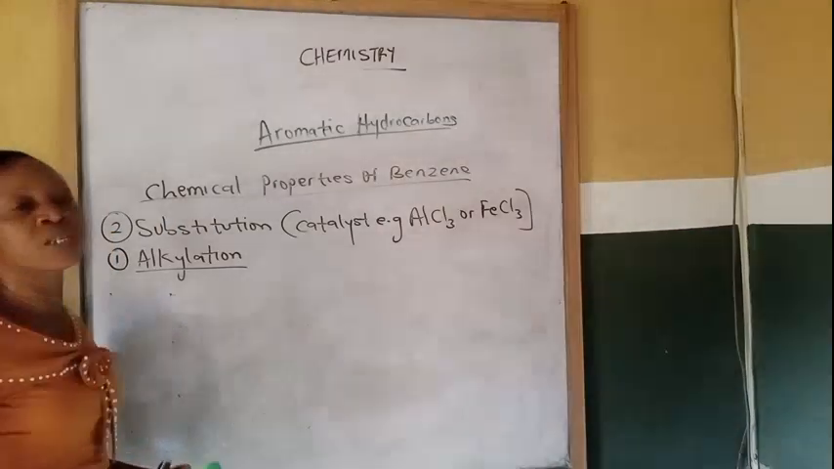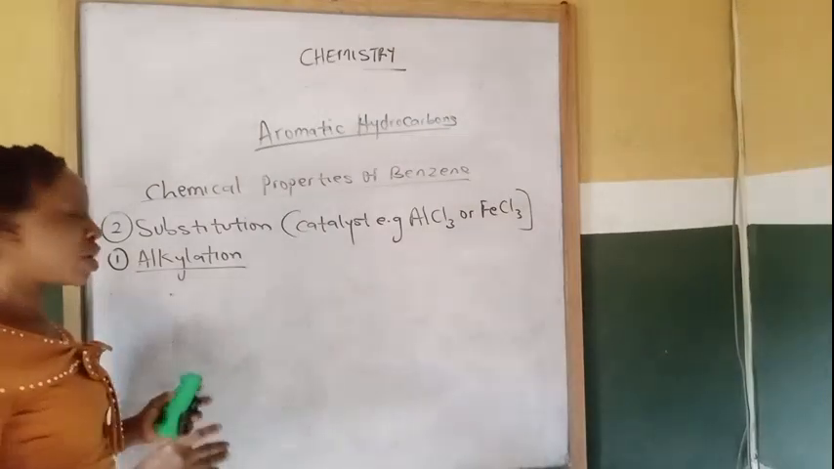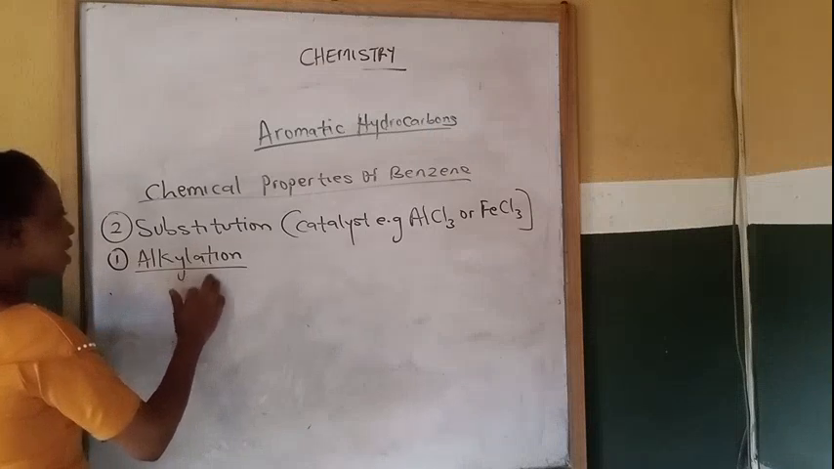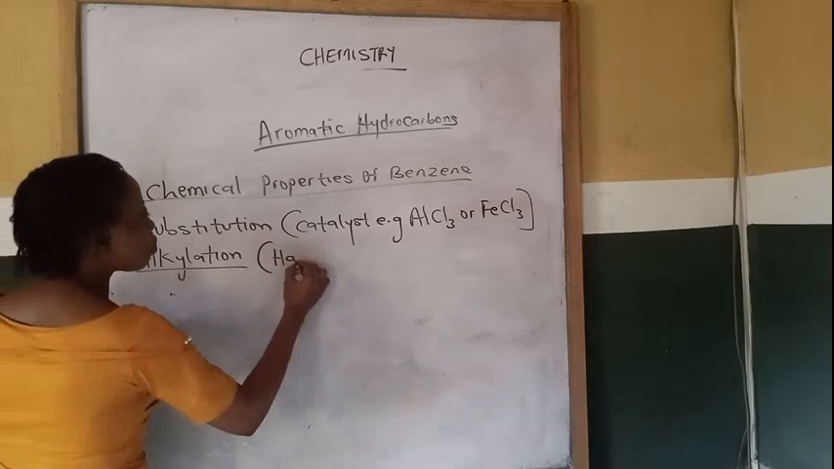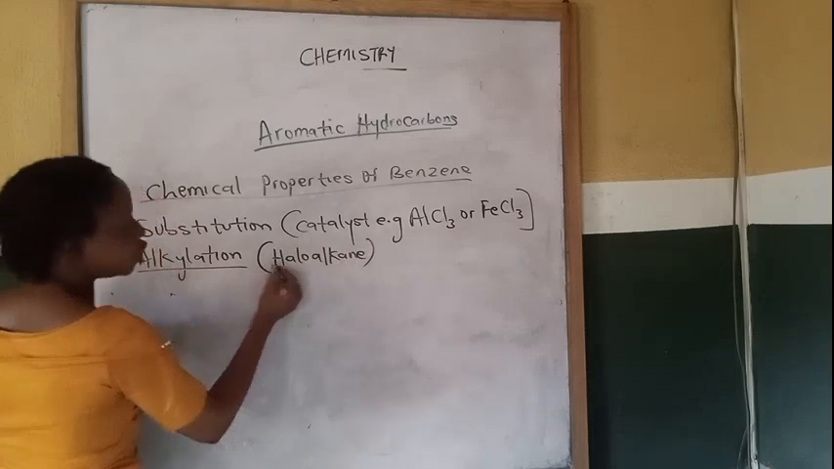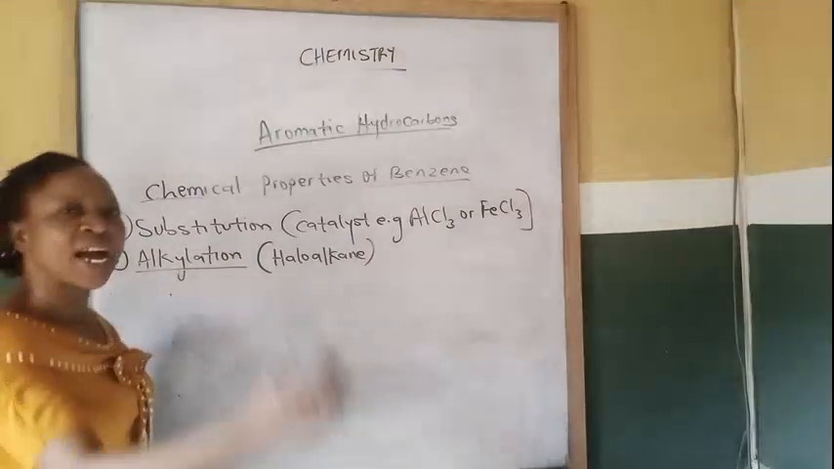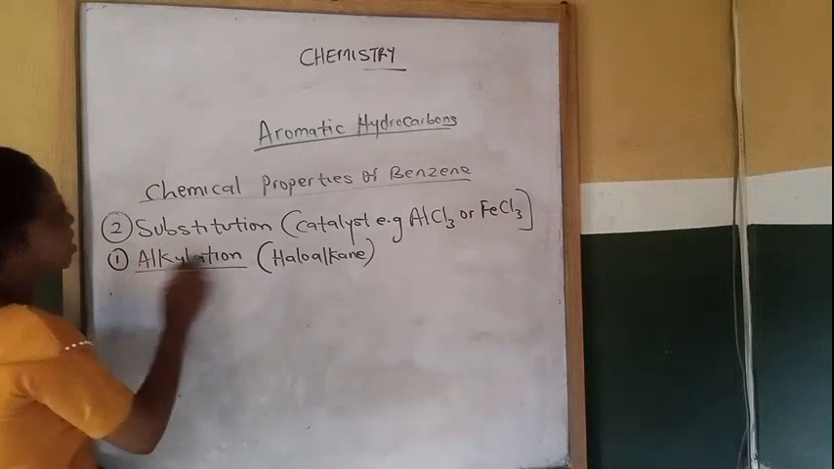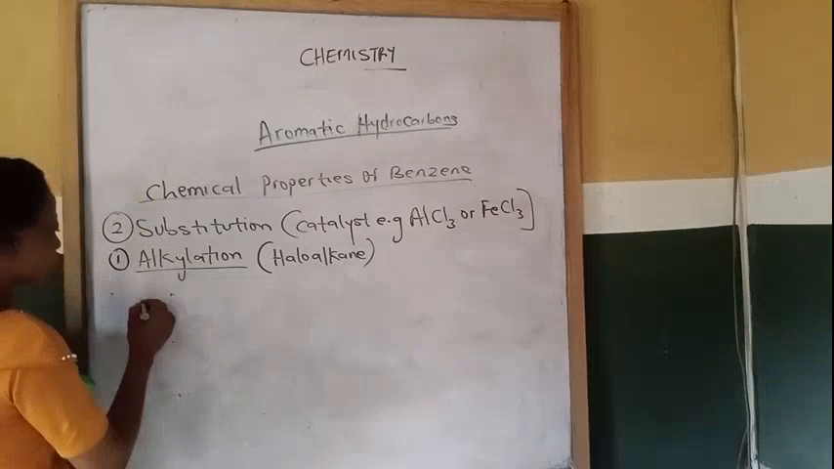I'm going to use both molecular formula and structural formula to explain this chemical reaction. So don't forget that under alkylation, we need a haloalkane, that is halogen and alkane. From this haloalkane, you add an alkyl group to your benzene. That is why they call it alkylation, the addition of an alkyl group to benzene structure.